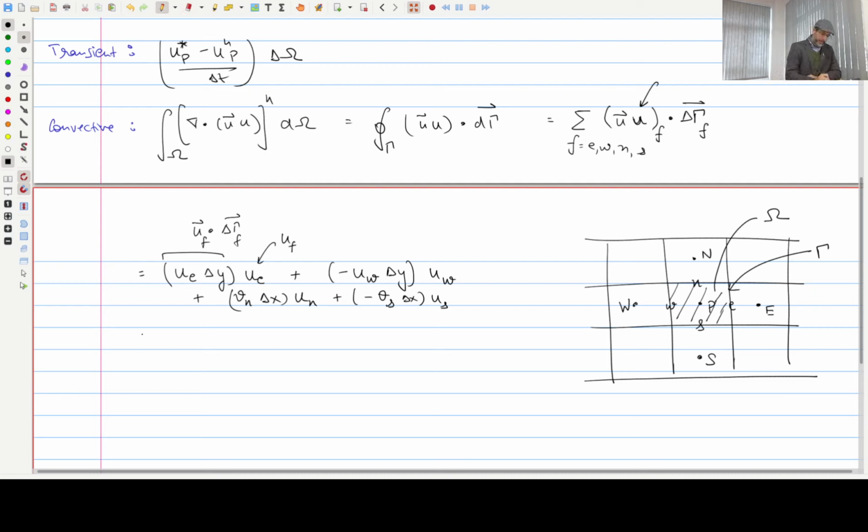It's very common in fluid mechanics to write this as a sum over the faces of the first term, which is capital F over the face, and the second is u over the face. So this capital F is called the outward volume flux.